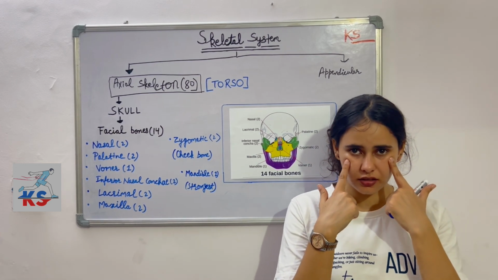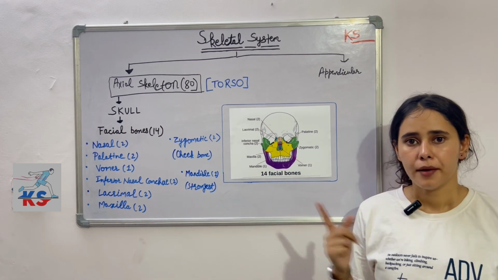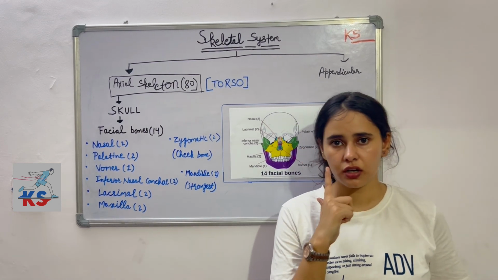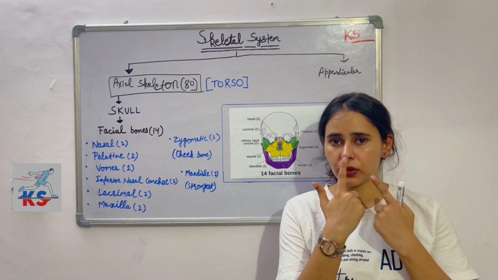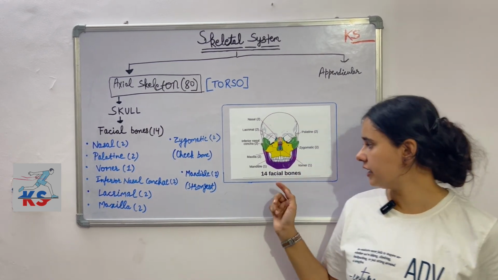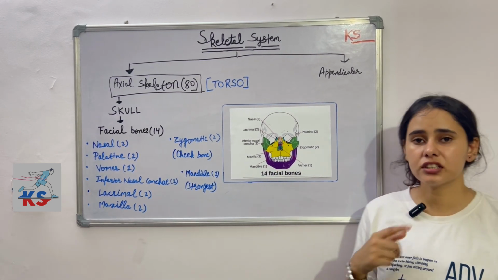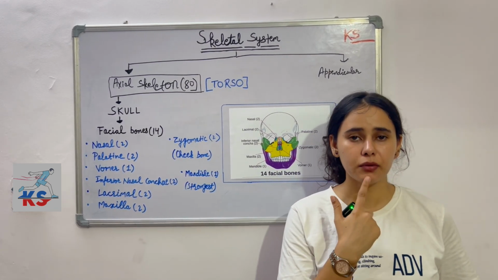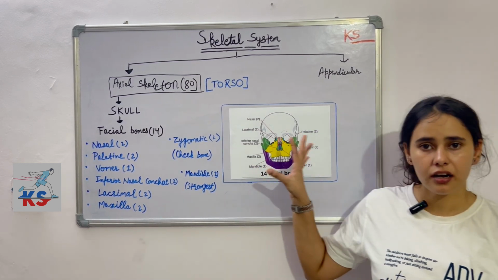After this, maxilla shown in the yellow color. Maxilla is present in our upper jaw. There are two maxilla bones, on the right and left side, joining together at the center. These bones form our upper jaw. After that, there is mandible shown in the purple color. Now this bone is the mandible bone. It is the only movable bone present in our face.